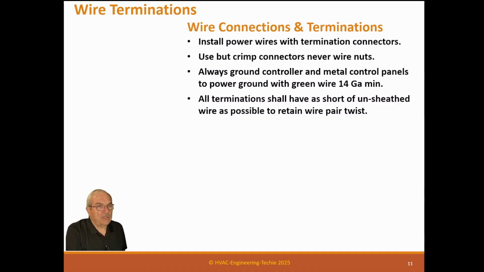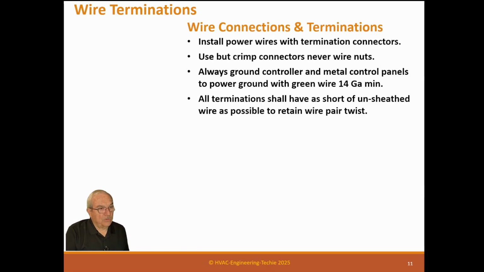All terminations shall have as short of unsheathed wire as possible to retain wire pair twist. So inside the wires, like if you get an 18-2 shielded pair conductor, the wire inside that sheath is twisted, so the two are twisted together, and that has to do with managing the impedance within the cable. So you want to make sure that twist is retained when you peel back the outer cover so you can make a termination of the wires.